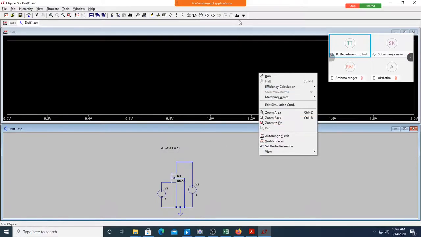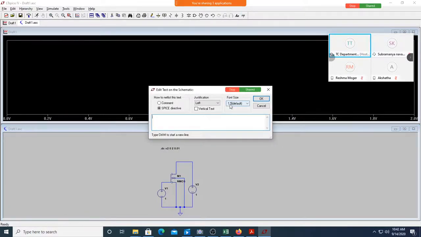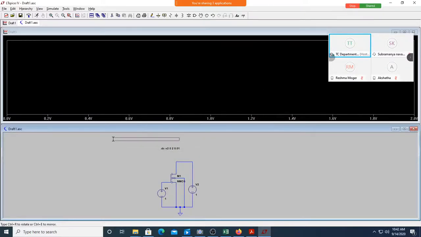Oh, sorry, I have not edited. I didn't add the model file. Let me add .model NMOS kp equals 200u, vto equals 0.4, and let me put lambda equals 0.1. This is lambda. You have to type lambda, which is the channel length modulation factor. Now let me run.